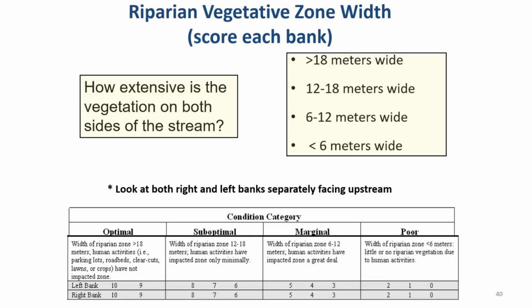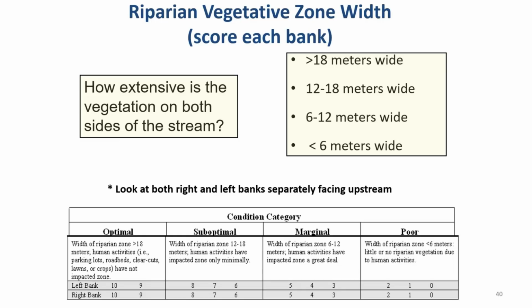Now, this is the last question this time. Riparian vegetation zone width. So how extensive is the vegetation on both sides of the stream? The choice for the optimal would be a riparian zone width of greater than 18 meters, where human activities have not impacted the zone. So 18 meters is only 60 feet, so you're not looking very far. Examples of human activities are parking lots, roads, lawns, a fence for animals.